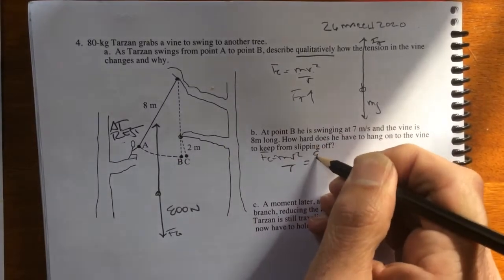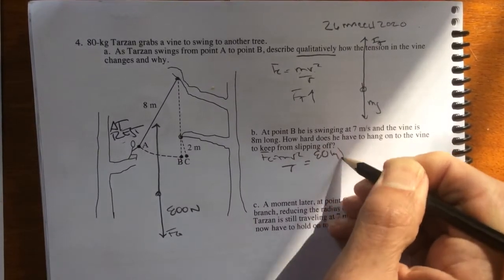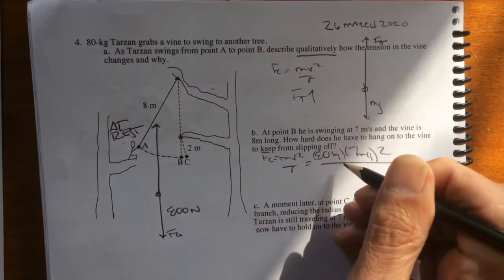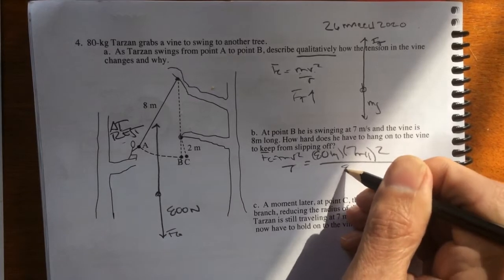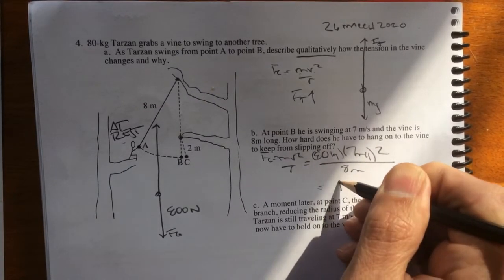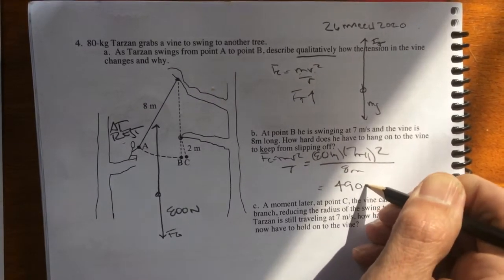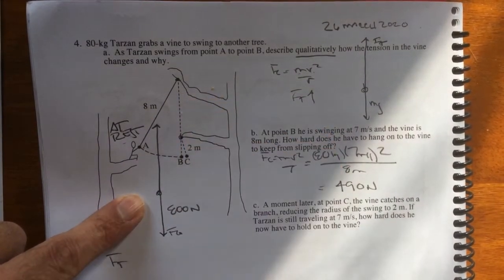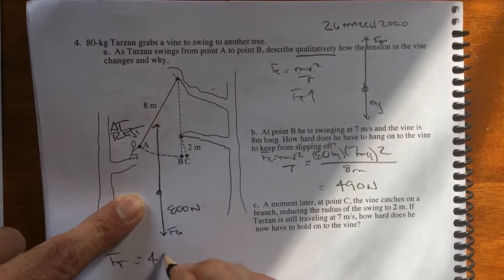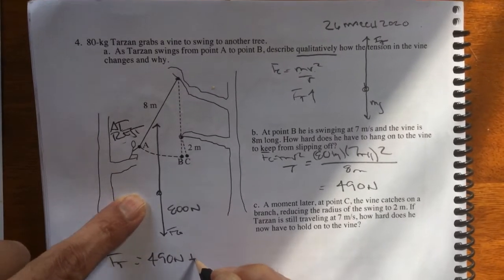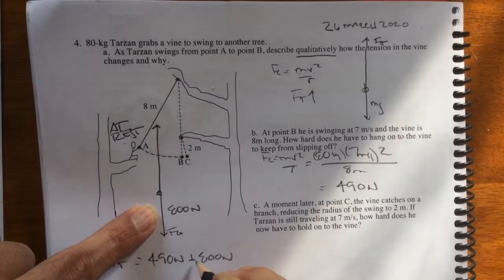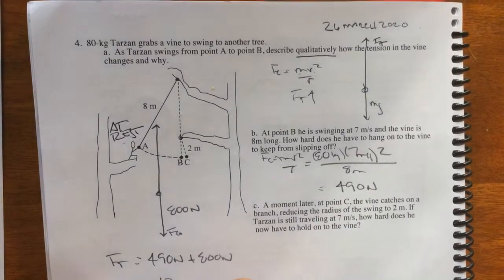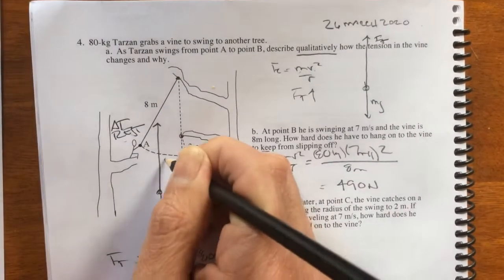I've done this in advance to speed this along. If you see any errors, send me a note. 8 meters is going to give us a centripetal force of 490 newtons. So our force tension, our center seeking force, our net force up is going to be 490 plus our weight 800. It's going to give us a force tension of 1290 newtons.